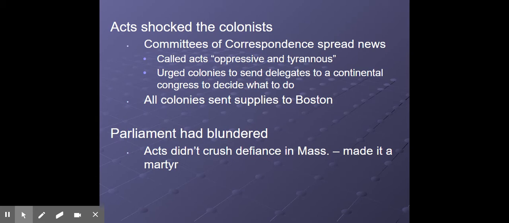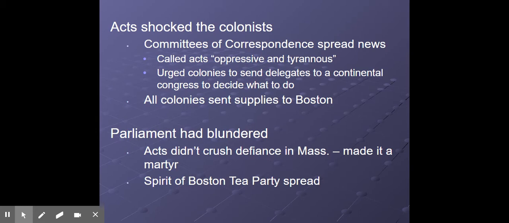Okay. So instead of crushing the defiance, Boston and Massachusetts now become martyrs. And the people in the colonies are now even more concerned about what Britain is doing, and they want to see Britain stop what they are doing. The spirit of the Boston Tea Party is going to spread. Okay, the spirit of the Boston Tea Party is going to spread to the other colonies.